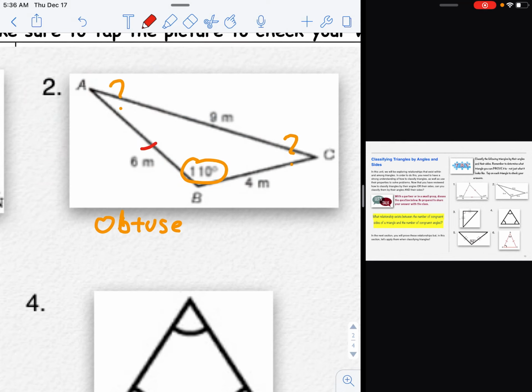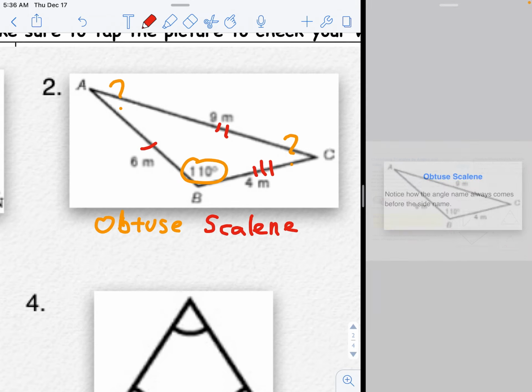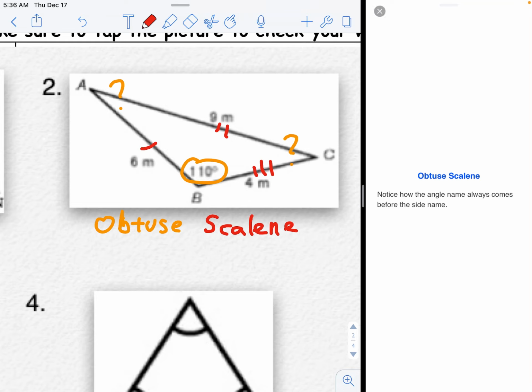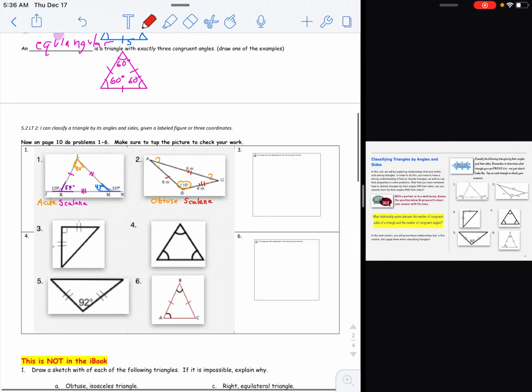Next we have 6. Well, 9's different than 6. Well, 4 is different than 6 and 9. So none of the sides are the same. So it's obtuse scalene. So 2 scalene triangles back to back. Let's double check our answer. And yes. And even right there, notice how the angle name always comes before the side name. Only a psychopath would say scalene obtuse.